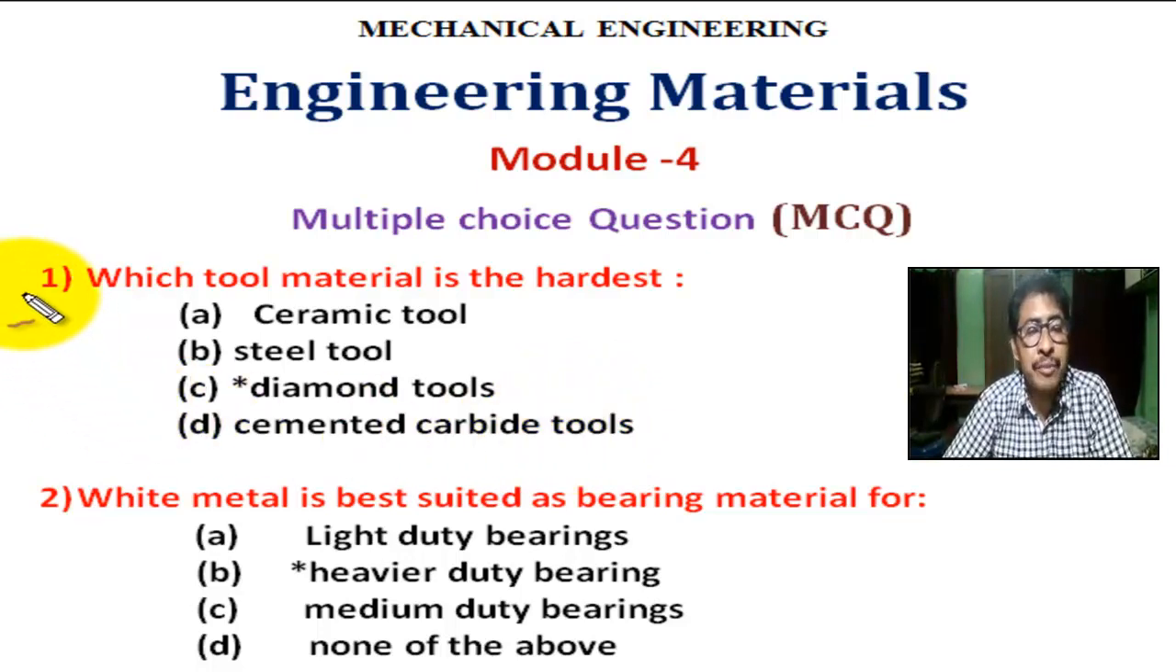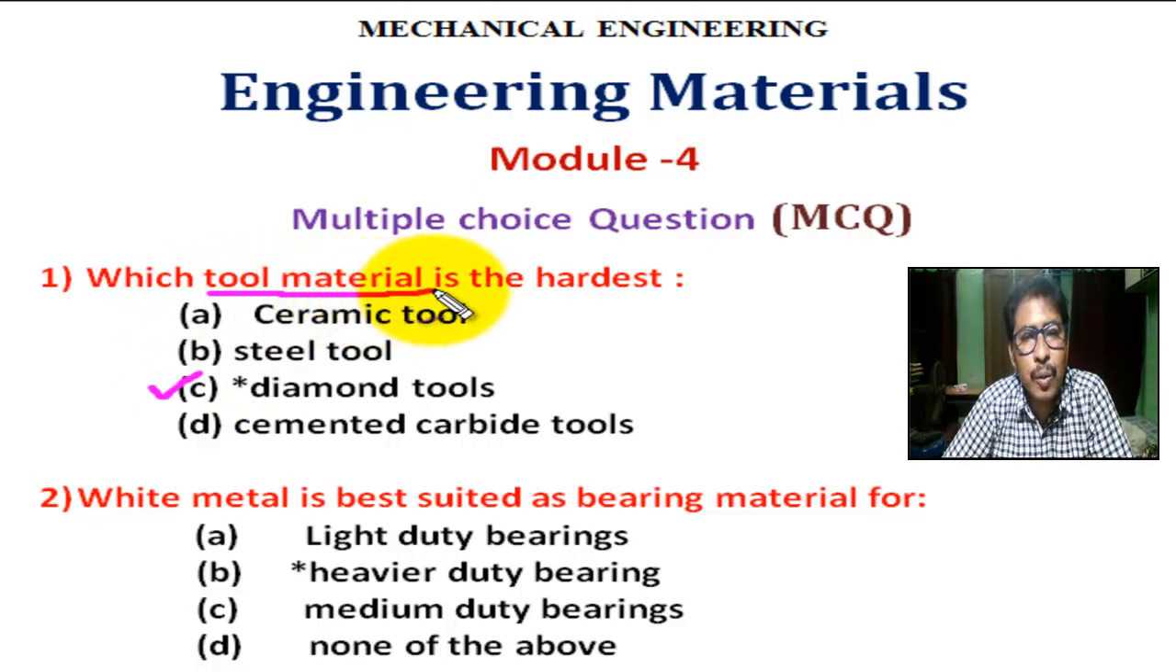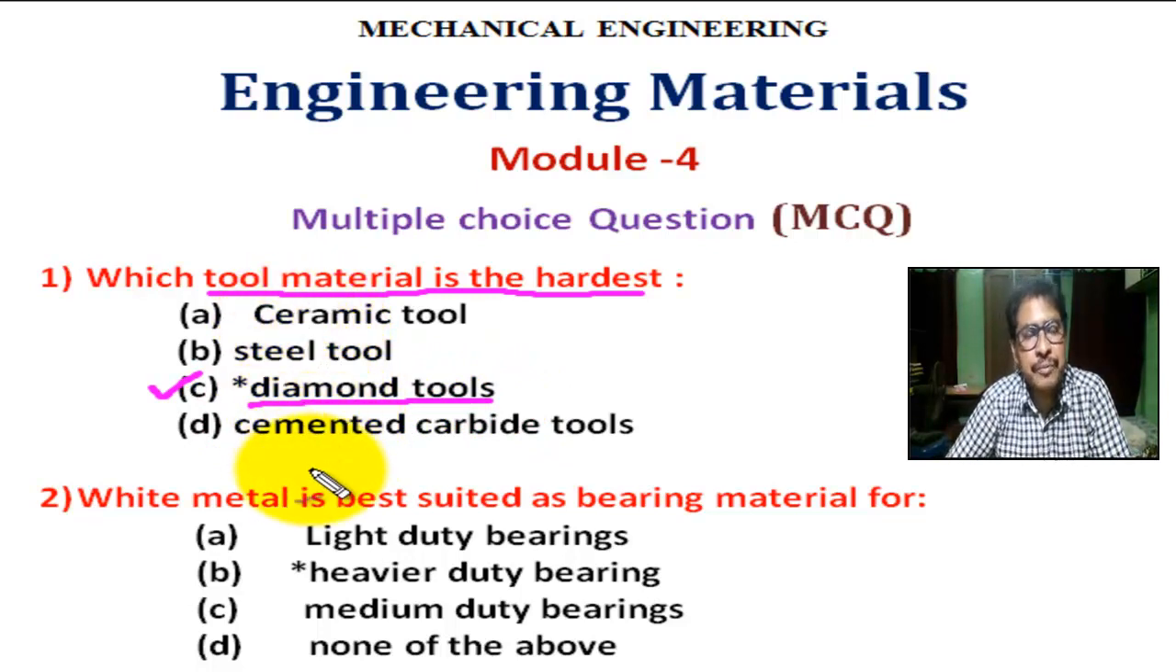Question number 1. Which tool material is the hardest? There are 4 options. Correct answer is C. The tool material which is hardest is diamond. Diamond tool is the hardest from those options.